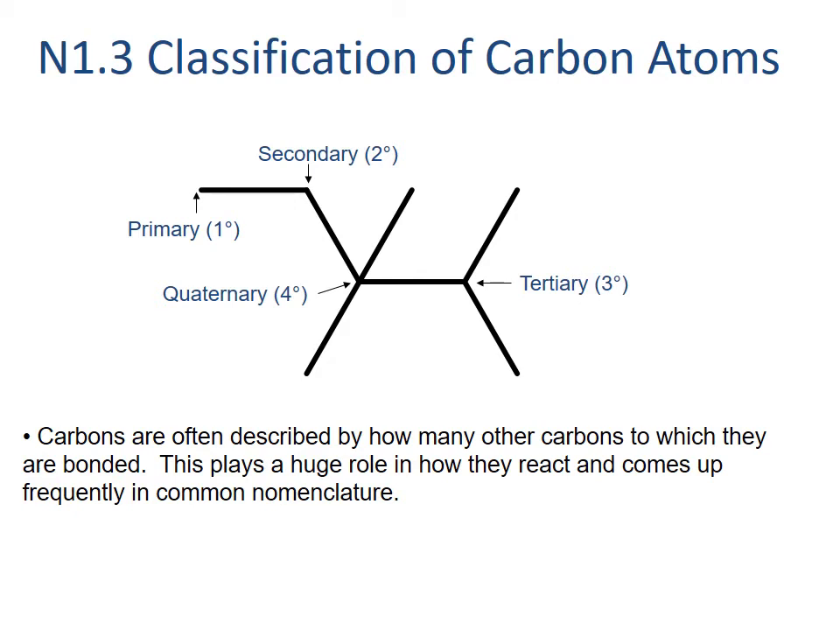For the sake of talking about reactivities, we classify carbons based on how many other carbons are attached directly to that carbon. A carbon attached to 1 carbon is primary. A carbon attached to 2 carbons is secondary. 3 is tertiary, and 4 is quaternary. We generally don't write the words, but instead indicate with a number and a degree sign what type of carbon with which we are dealing.